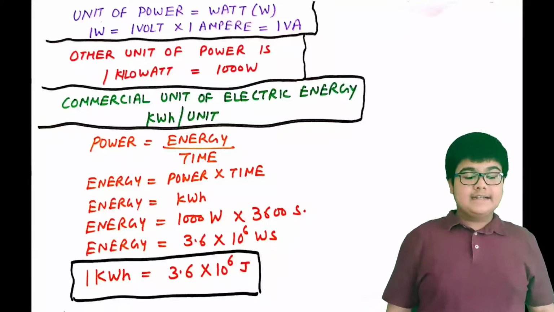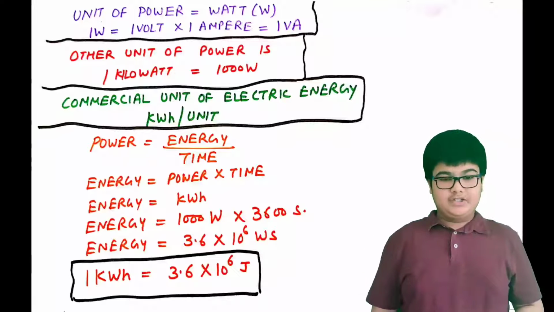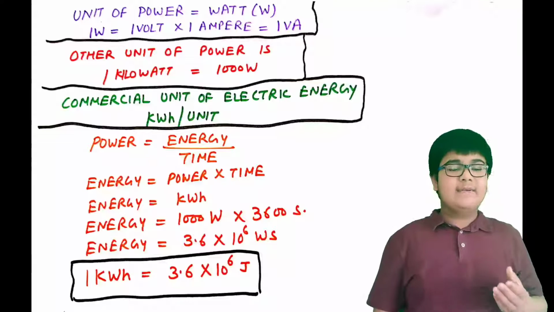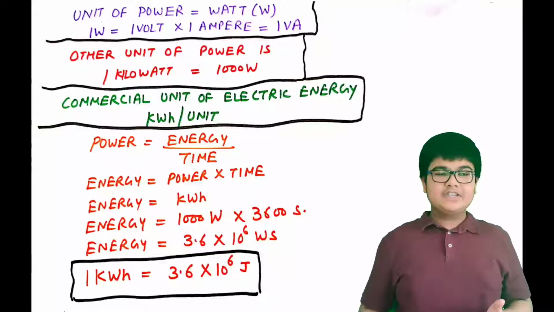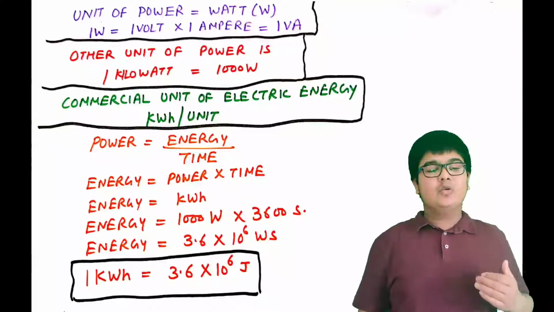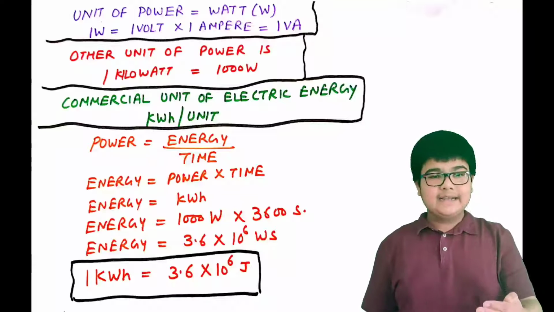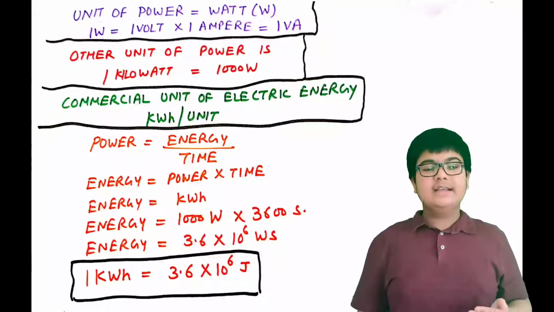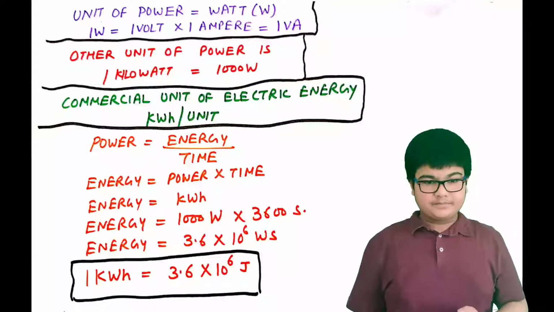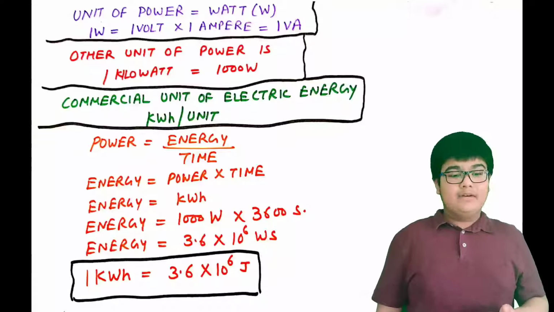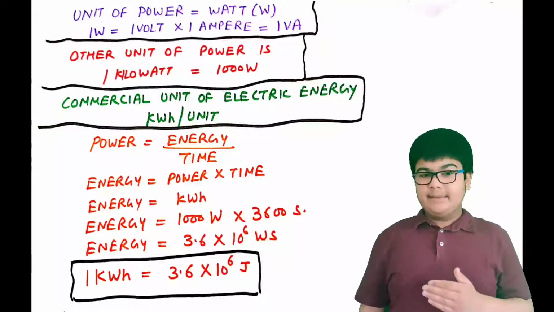So now let us understand the commercial unit of energy. As we know that 1 watt or 1 joule is a very small value, we need a much larger value for a commercial unit that can be supplied in our homes. So electricity that is supplied in our homes comes in units. And what is this unit? This is kilowatt hour. We know that power is equal to energy divided by time.